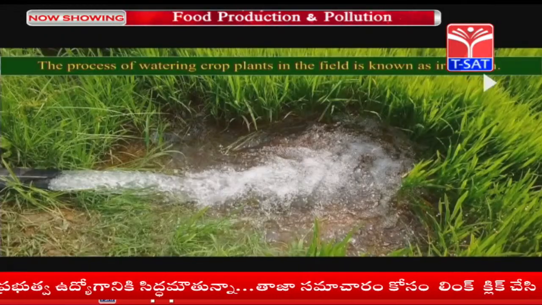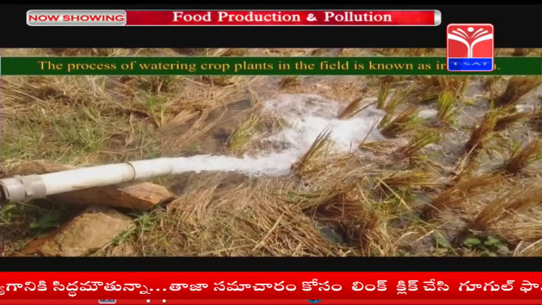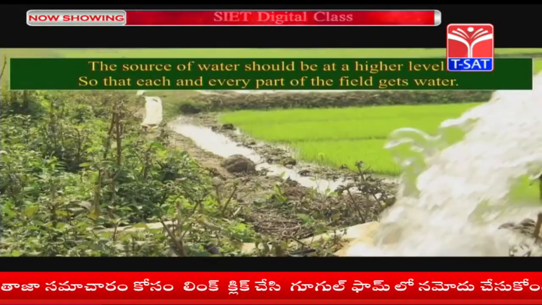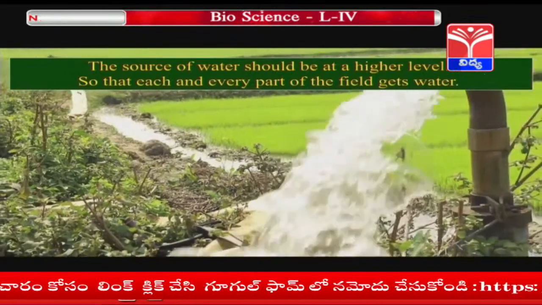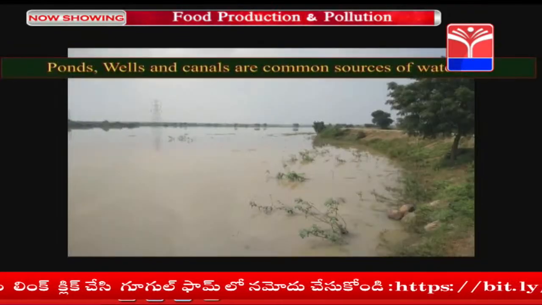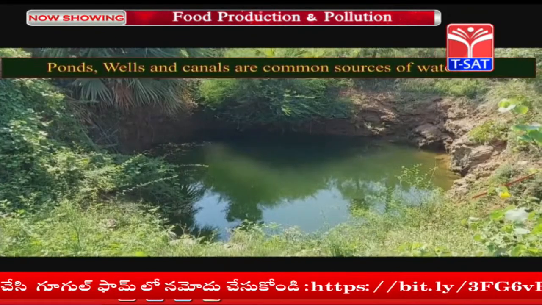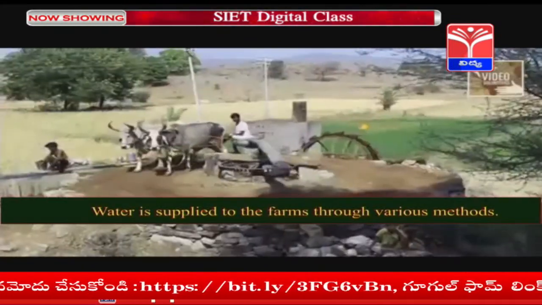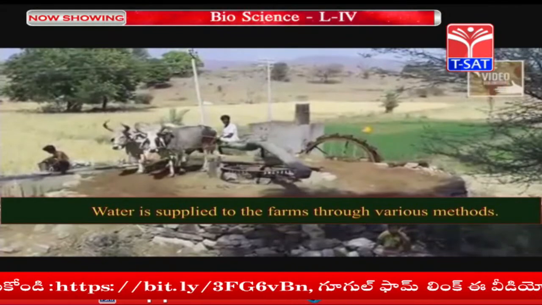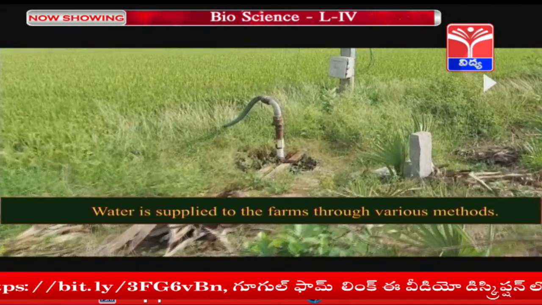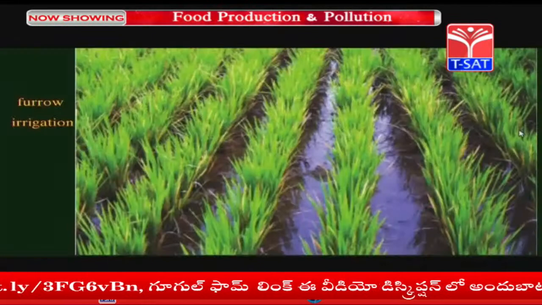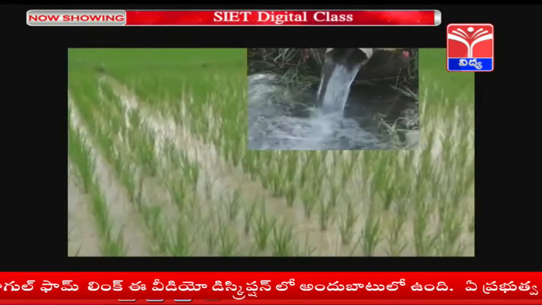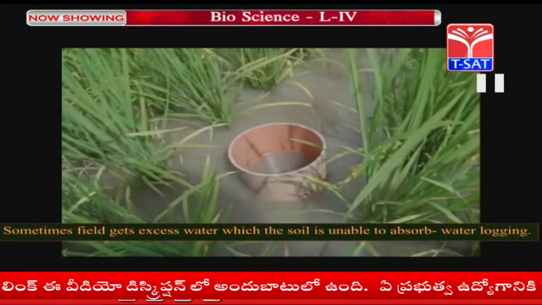The process of watering crop plants in the field is known as irrigation. The source of water should be at a higher level, so that each and every part of the field gets water. Ponds, wells and canals are common sources of water. Water is supplied to the farms through various methods. See here, this is furrow irrigation, this is basin irrigation.